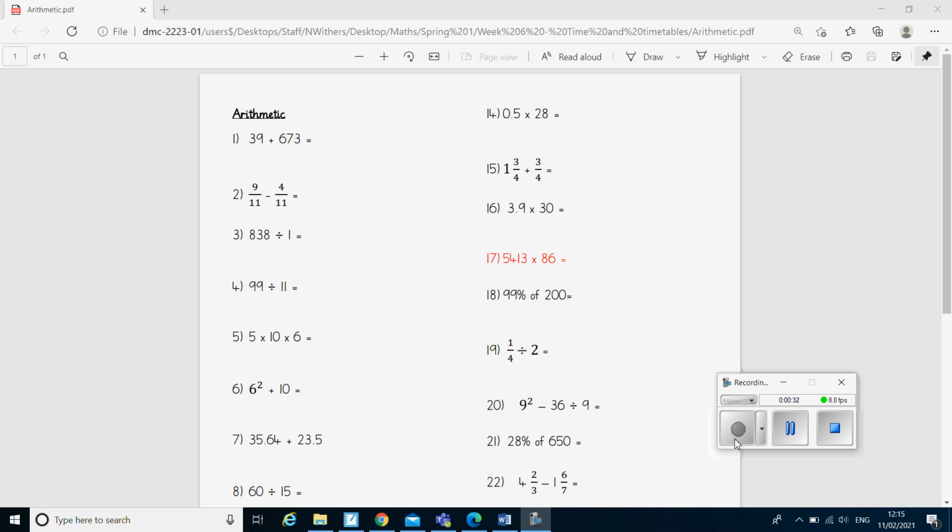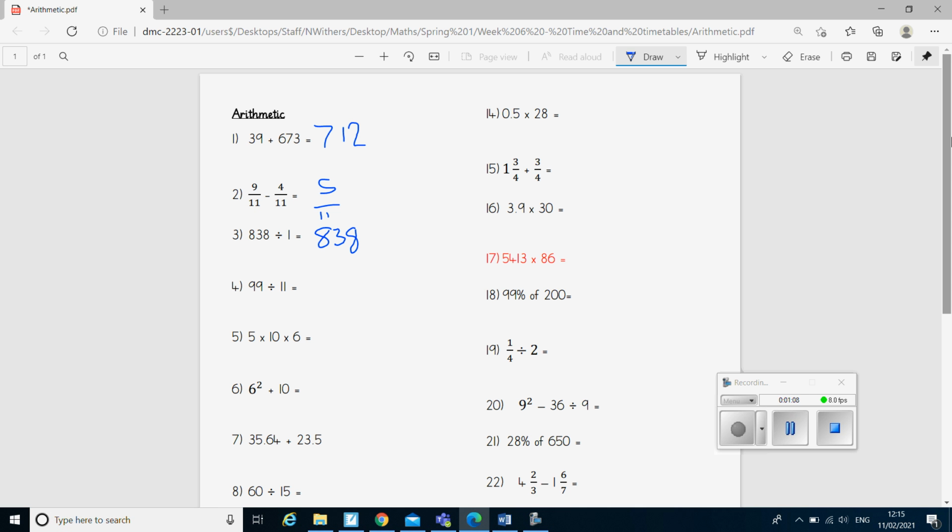Okay, question 1 then, straightforward, column addition. The answer we were looking for there was 712. Okay, question 2, 9 11ths take away 4 11ths is 5 11ths. Our denominator is already the same, so it's a nice easy one to warm us up. Question 3, 838 divided by 1. Okay, so if I split 838 into one group, I still have 838, don't I? So nice and easy to start us off with.